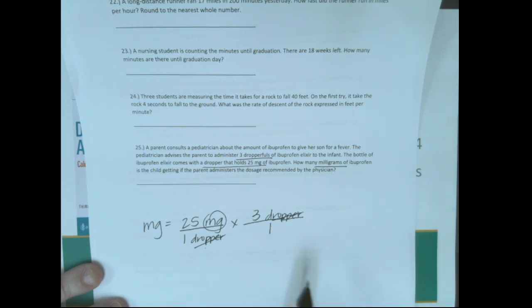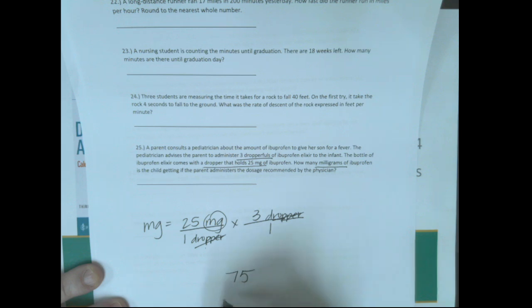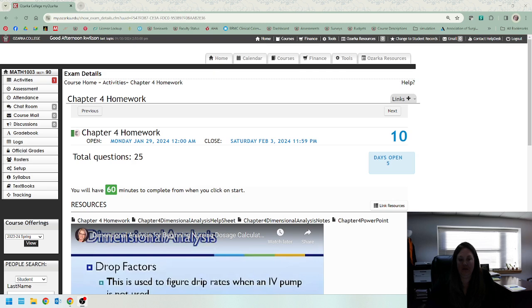So I'm going to assume that my problem's set up correctly. And I do the math. 25 times 3 is 75 over 1. So 75 milligrams is how much the physician is recommending to administer to that child.